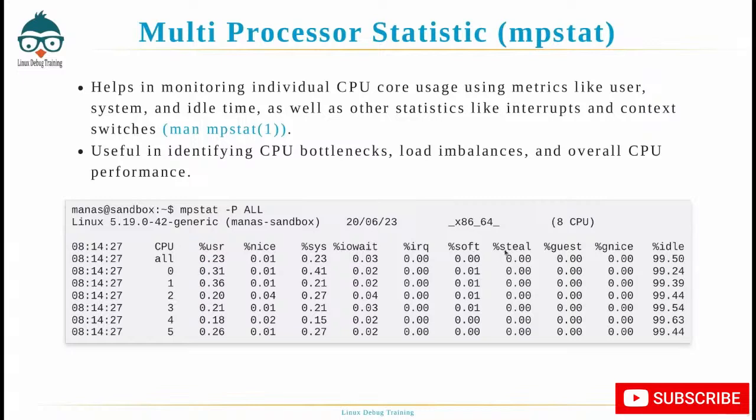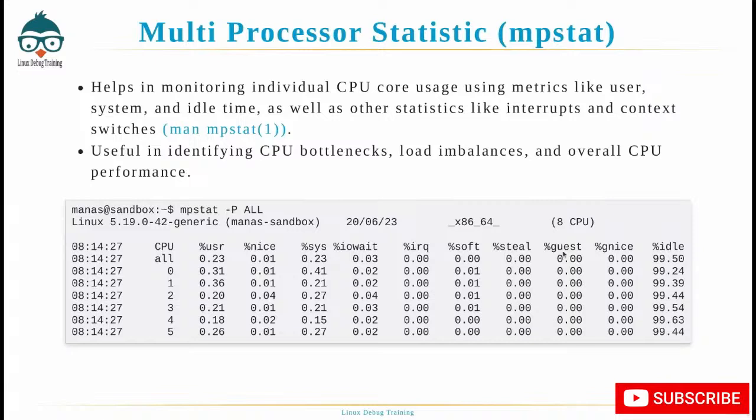Steal, as we already discussed in our preceding slides, the column represents the percentage of CPU time that a virtual machine running on a hypervisor has been waiting for CPU resources on the physical host. In a virtualized environment, a high steal value suggests that the virtual machine is contending with other VMs for the CPU resources on the host.